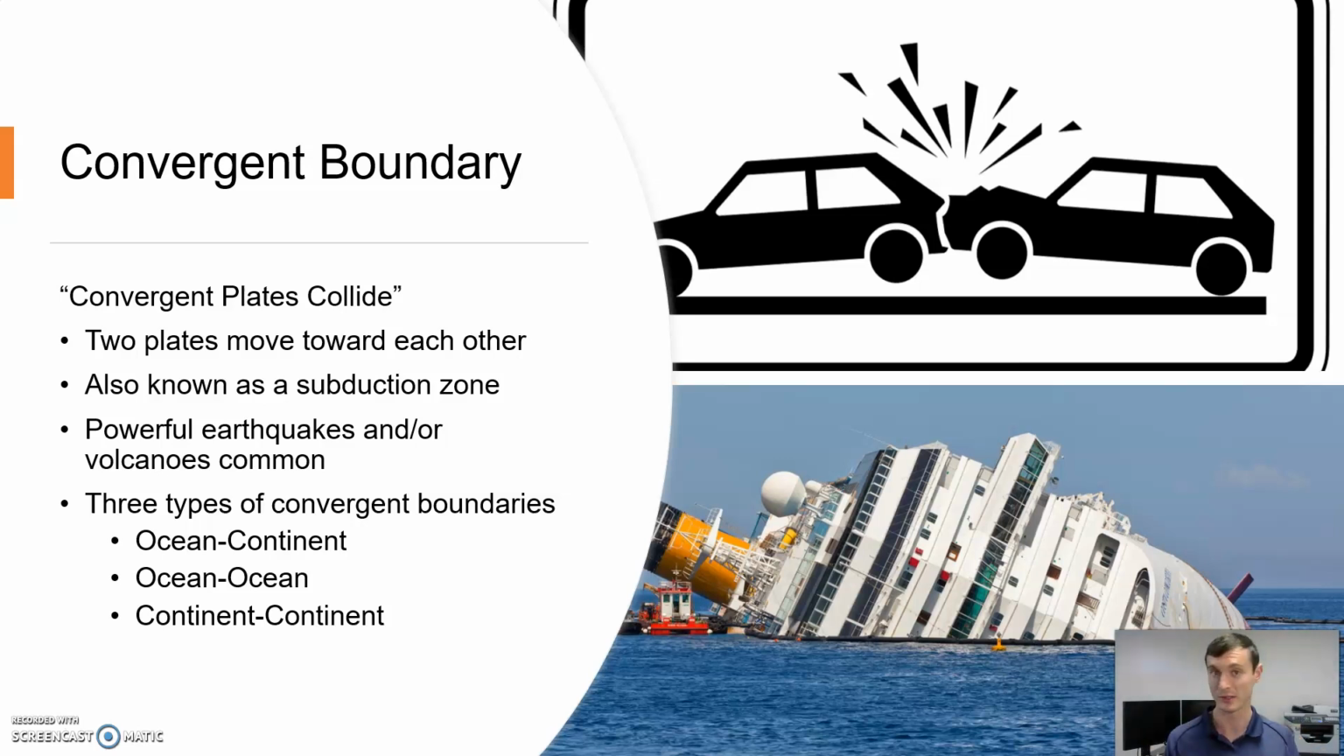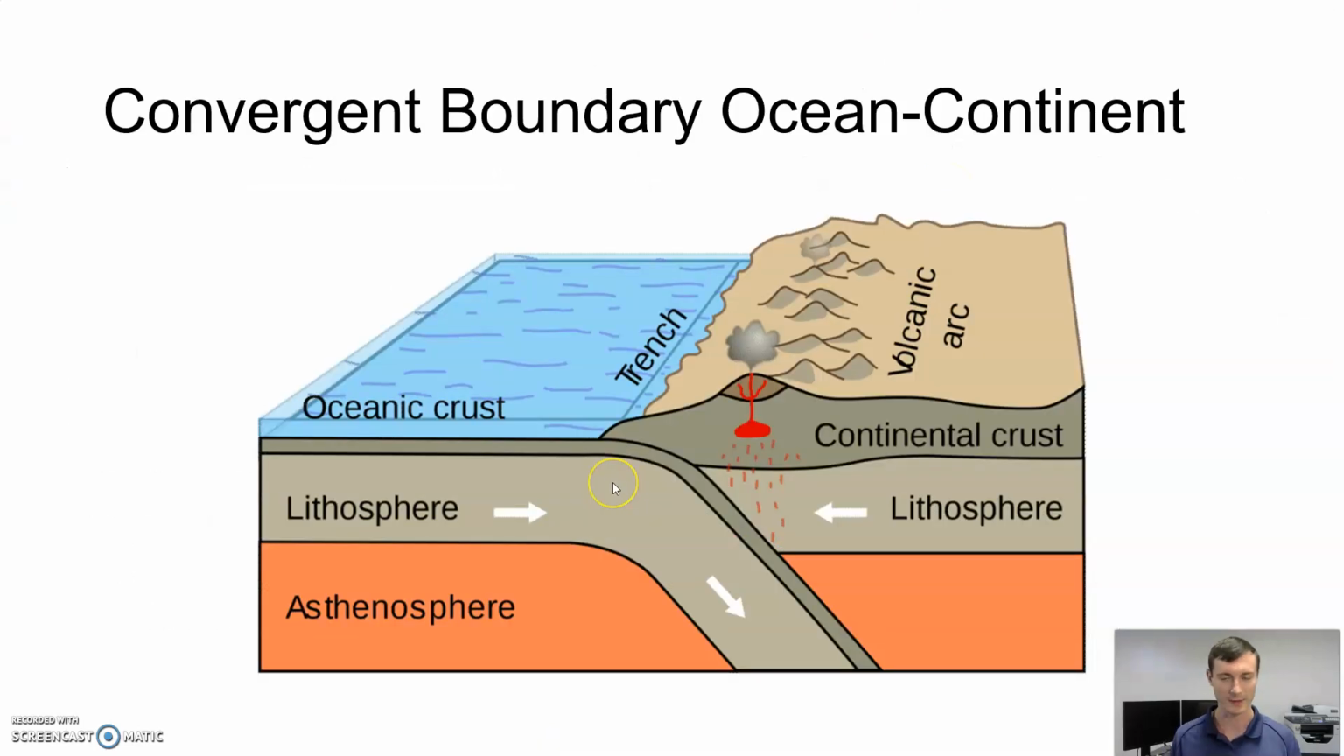This is a place where you typically get powerful, deep earthquakes, lots of volcanoes, and we'll talk a little bit about the three types of convergent boundaries. We have ocean-continent convergent boundaries, ocean-ocean convergent boundaries, and continent-continent convergent boundaries, which are sometimes referred to as collision zones.